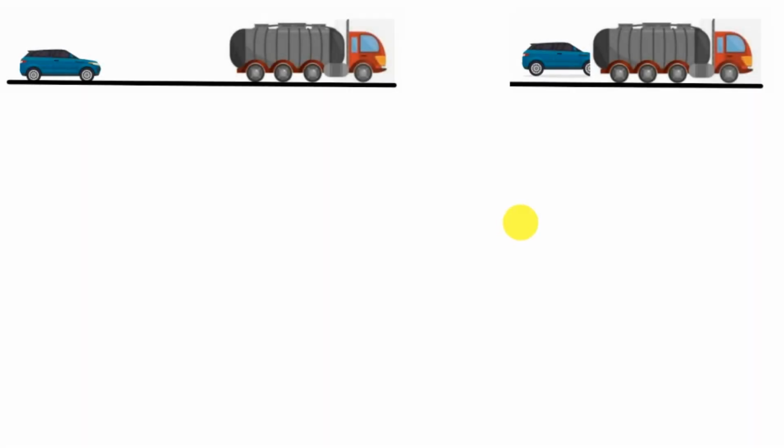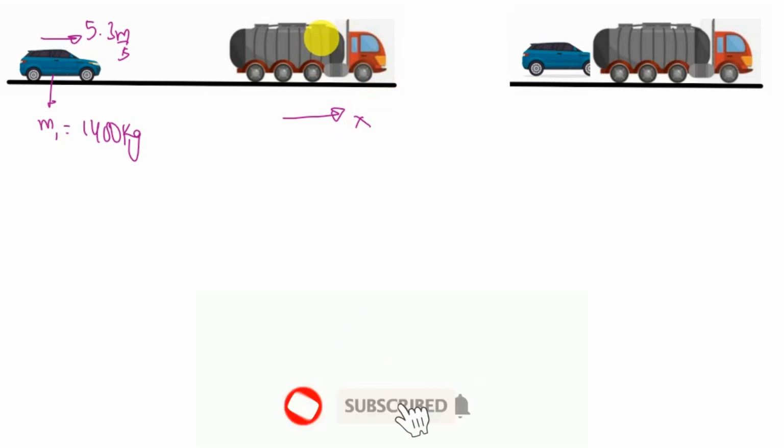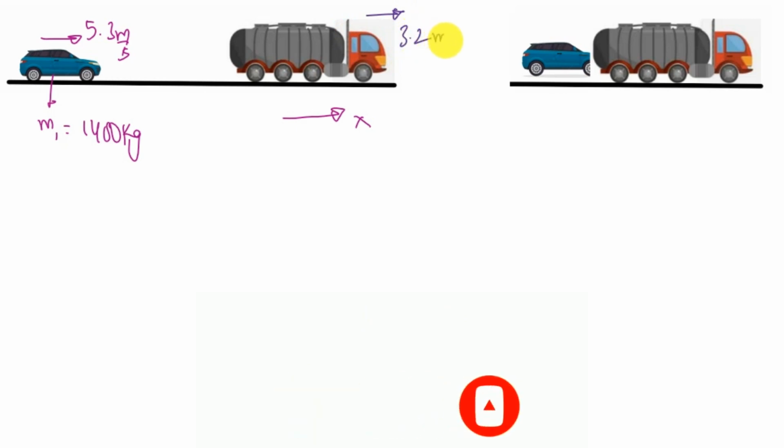So this is the first example, and here you can see this is a car and the mass of the car is given to be, let this be m1, which is 1400 kg, and it is moving with some velocity, say 5.3 meter per second along the positive x direction. And this is a truck, it is also moving along the positive x direction but with a speed of 3.2 meter per second. And let the mass of the truck, m2, be equal to 2900 kg.